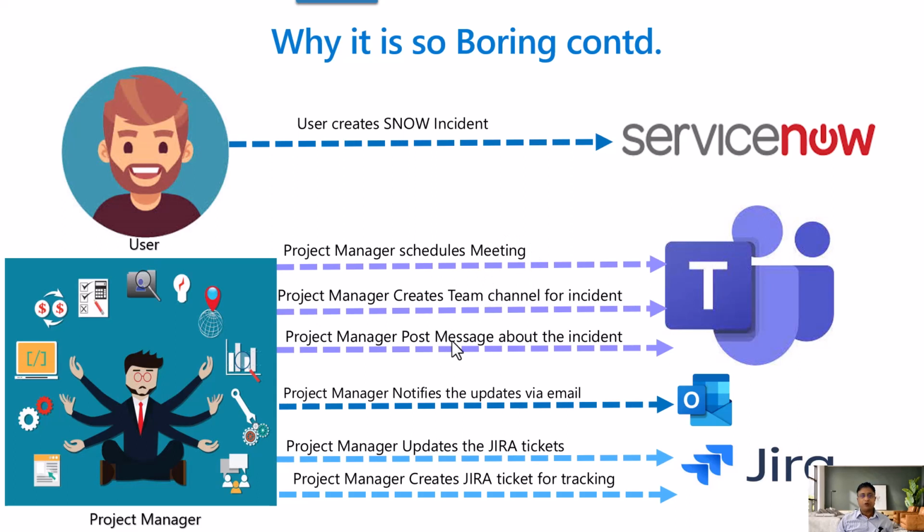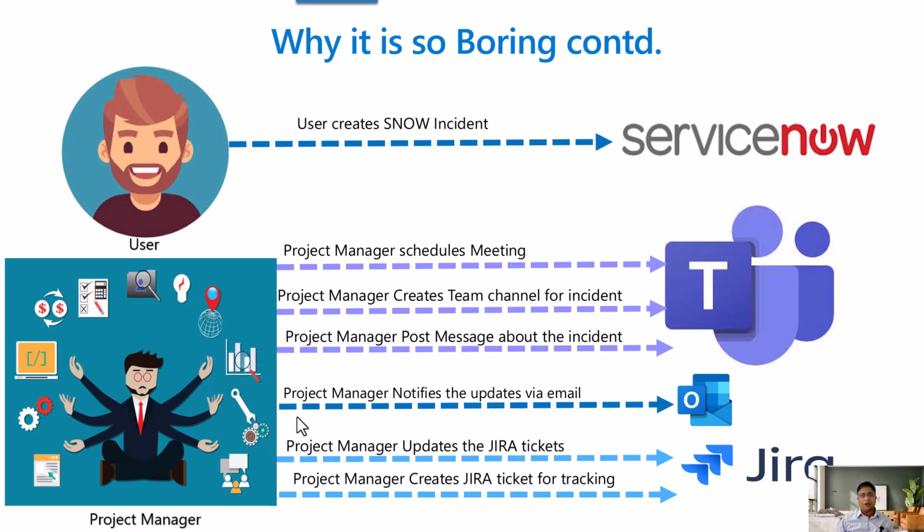The same project manager posts messages about the incident so that all the stakeholders get the latest and updated information about this incident, because these incidents can be very critical, right? There can be production critical incidents which may impact your business by billions of dollars. So there is somebody who has to communicate it constantly, and that poor guy is a project manager. Then the project manager notifies everybody the same information in an email, and that email notification starts from creating the incident and ends only when the incident is closed. So lots of communication goes into this.